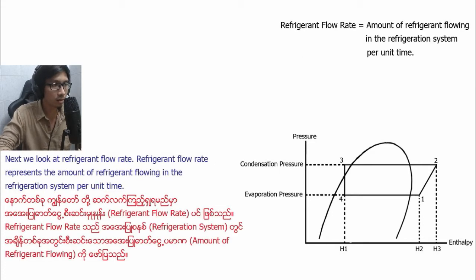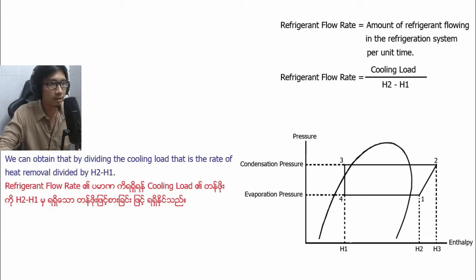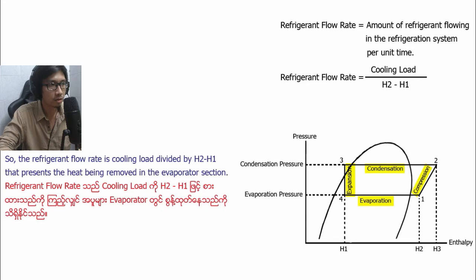Next, we look at refrigerant flow rate. Refrigerant flow rate represents the amount of refrigerant flowing in the refrigeration system per unit time. We can obtain that by dividing the cooling load, that is the rate of heat removal, by H2 minus H1. So, the refrigerant flow rate is cooling load divided by H2 minus H1. That represents the heat being removed in the evaporator section.